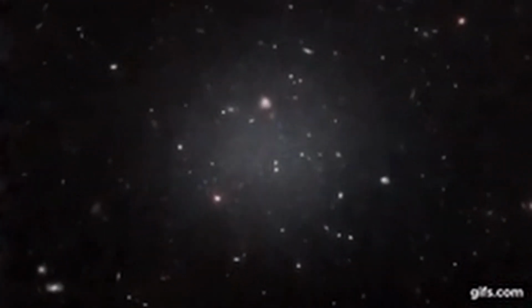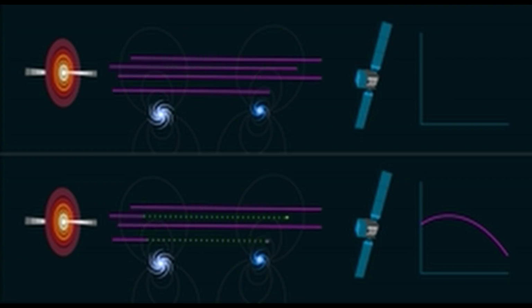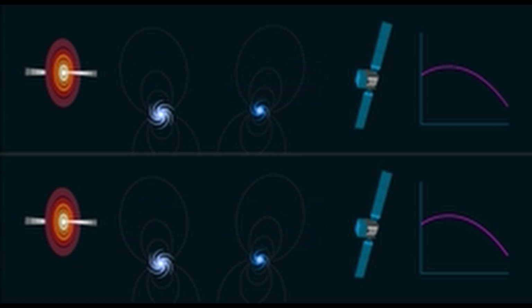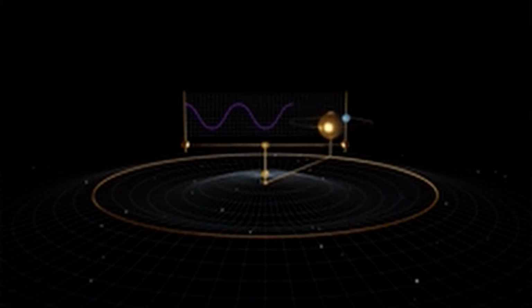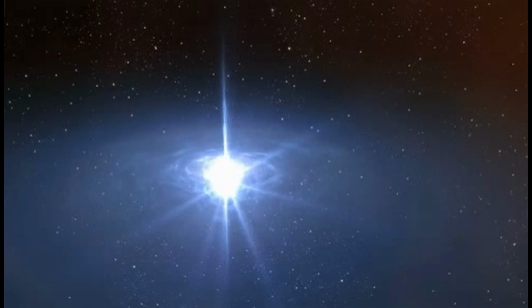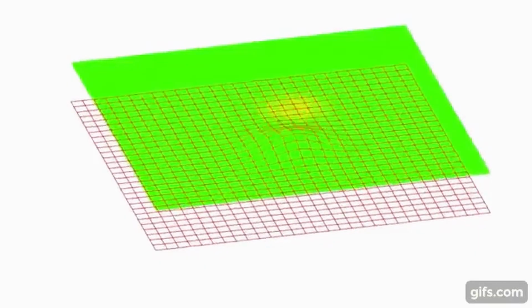3. Spiral inward and collision. As the neutron stars lose energy, they spiral closer together. This process can take millions to billions of years. When they get close enough, the gravitational forces become extremely strong, causing them to accelerate towards each other. The final moments before the collision are incredibly violent, with the stars moving at a significant fraction of the speed of light.